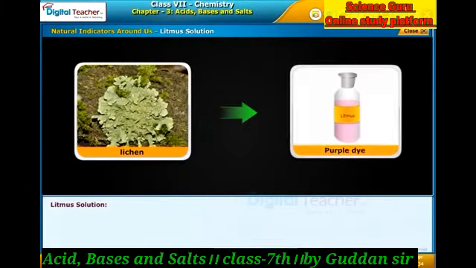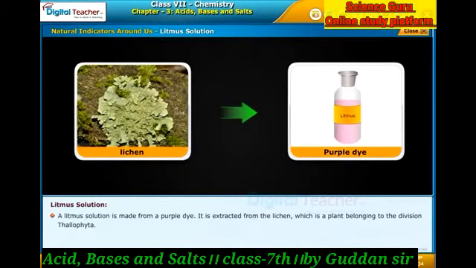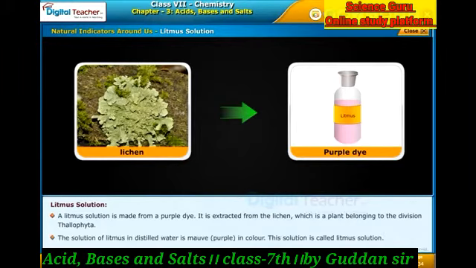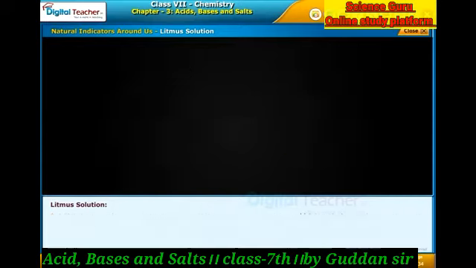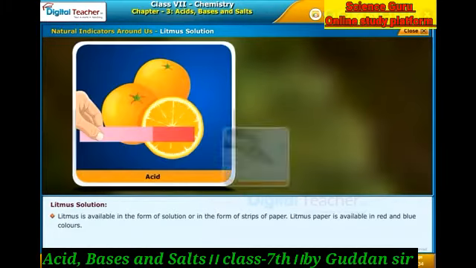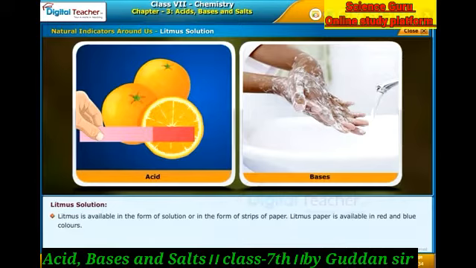Litmus solution. A litmus solution is made from a purple dye. It is extracted from the lichen, which is a plant belonging to the division Thallophyta. The solution of litmus in distilled water is mauve, that is, purple in color. This solution is called litmus solution. Litmus is available in the form of solution or in the form of strips of paper.